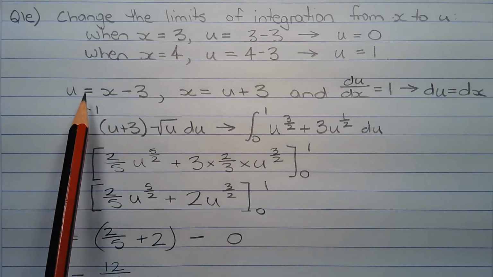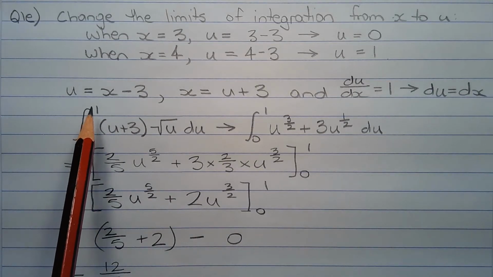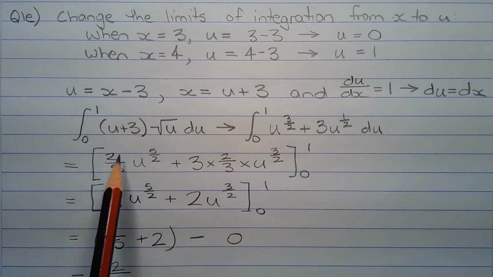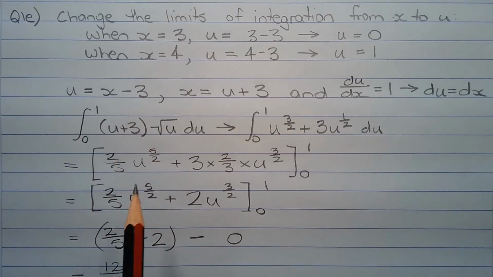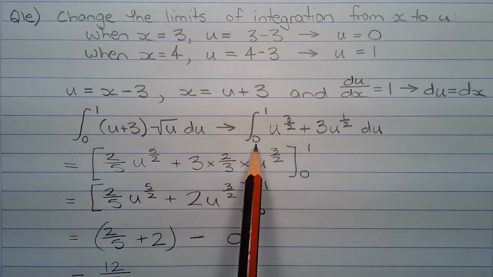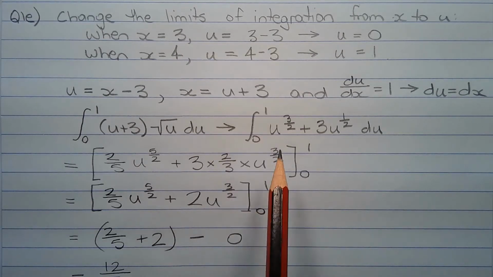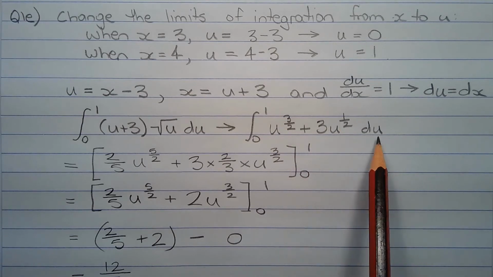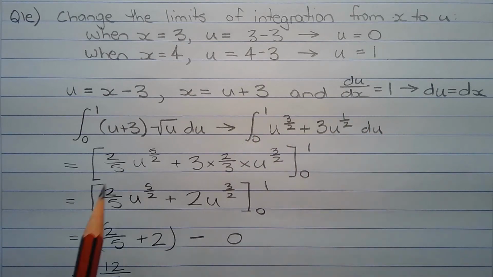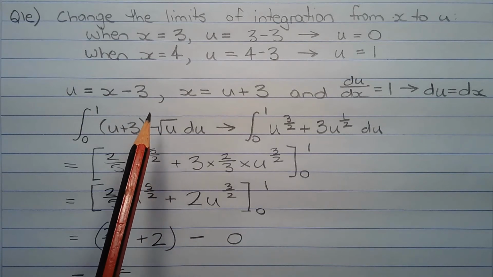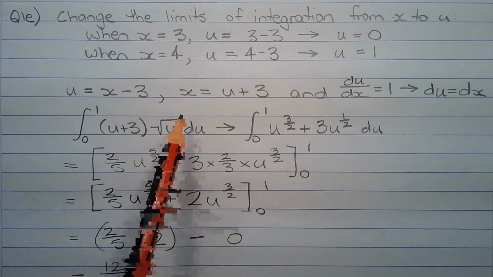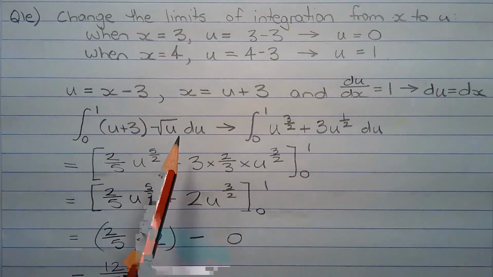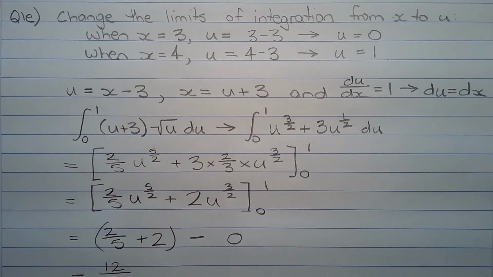So we have the integral from u equals 0 to u equals 1 of u plus 3 in brackets times the square root of u, du, is equal to the integral from u equals 0 to u equals 1 of u to the power of 3 over 2 plus 3 times u to the power of half du. And we achieve this by converting the square root of u into u to the power of half using index notation and then multiplying by u plus 3.